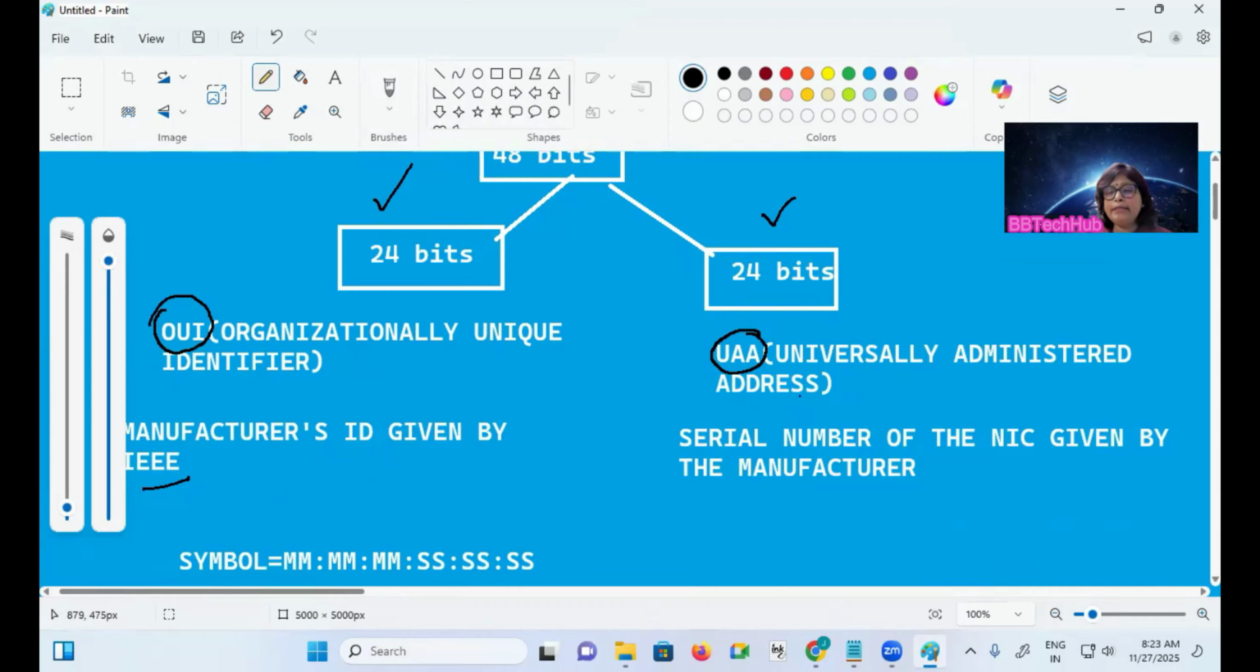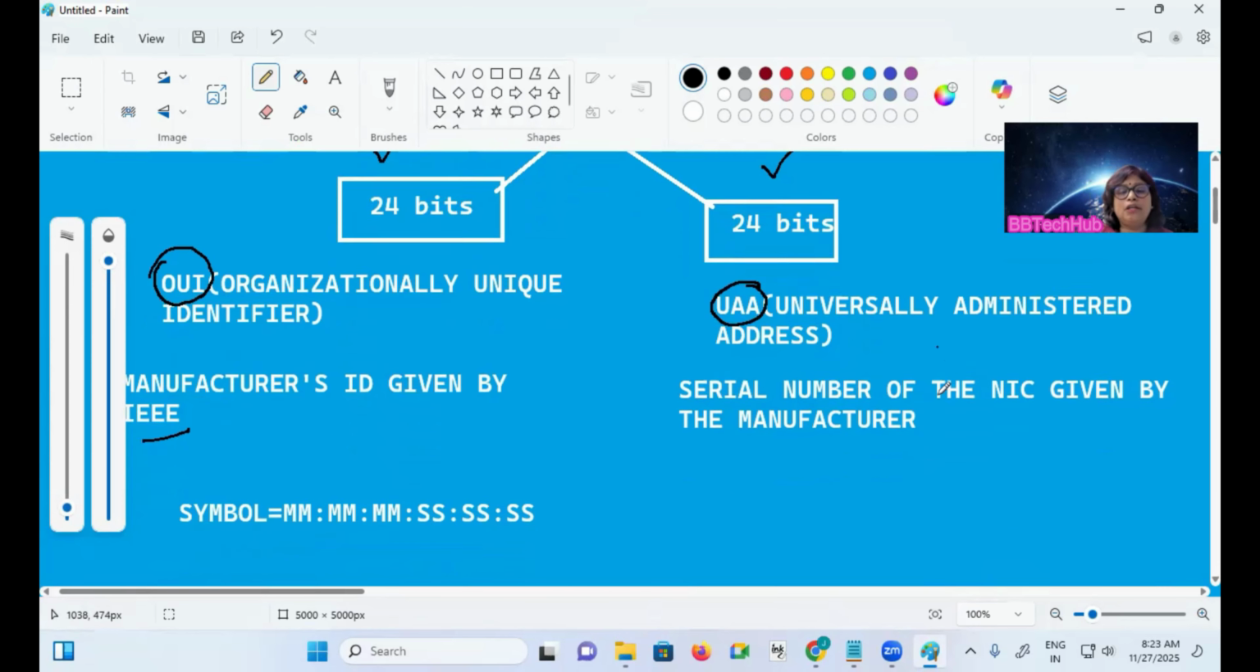And this is the second part. UAA is the serial number of the NIC given by the manufacturer. Means when the manufacturer is manufacturing the network interface card, they need to put a serial number, so in the last 24 bits they put that serial number, and all together we get a 48-bit MAC address which is present on the network interface card.